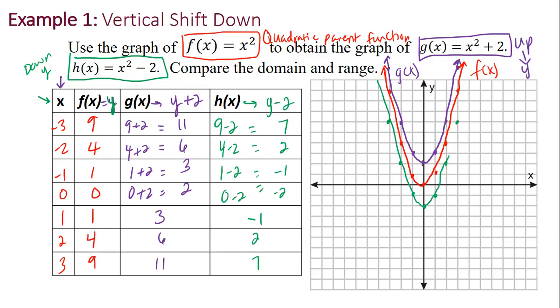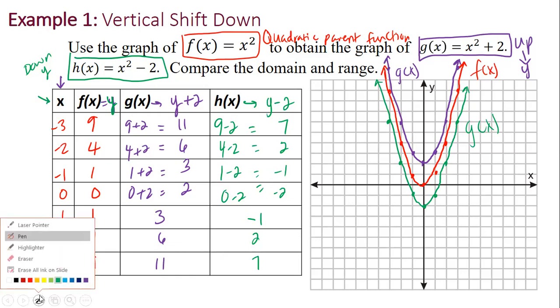The rebel, the one shifted down. That went bad. Okay, how do we feel about vertical shifts? Doable? Yeah?